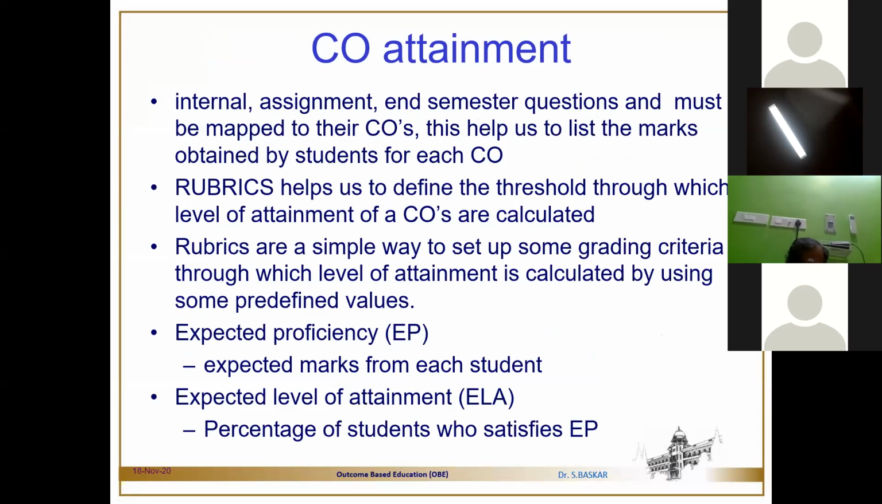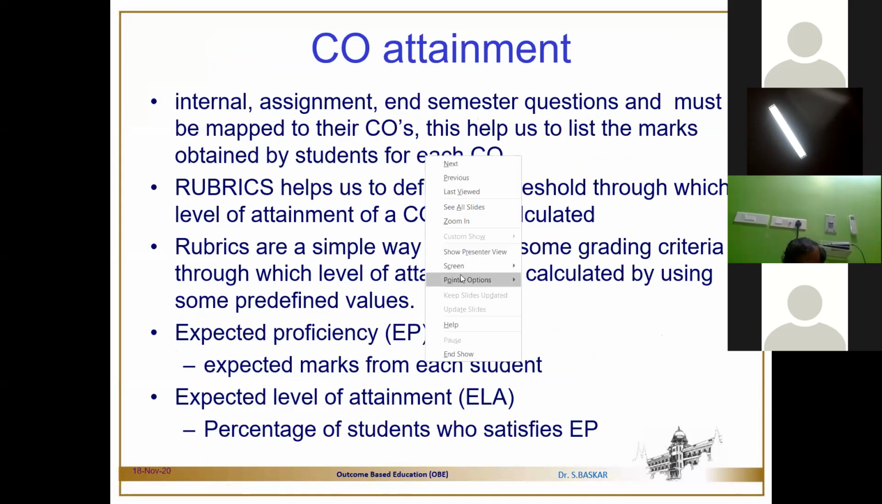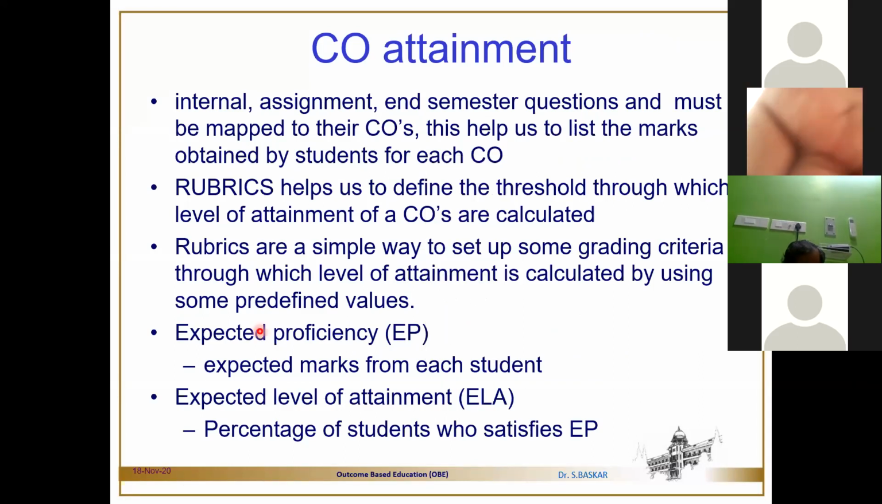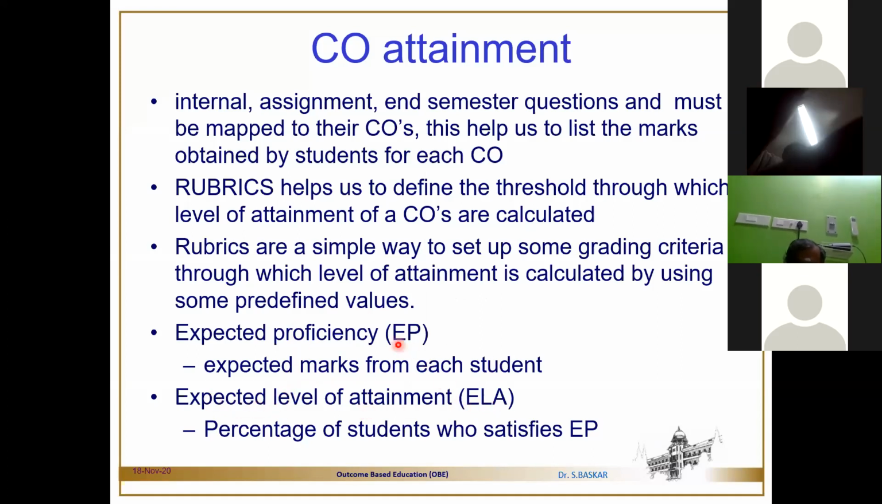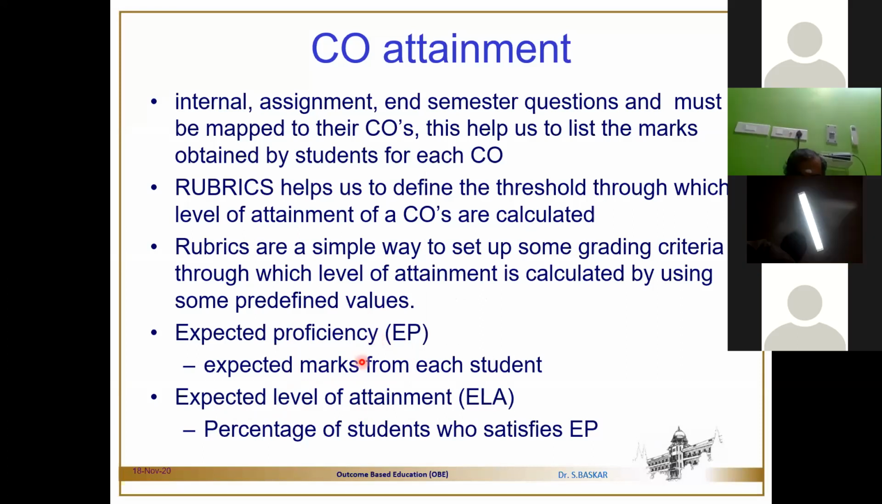We'll be using two targets. One is called expected proficiency, the expected mark from each student. Another important target is expected level of attainment, ELA. One is EP. EP is expected proficiency and expected level of attainment. ELA means percentage of students who satisfies EP.